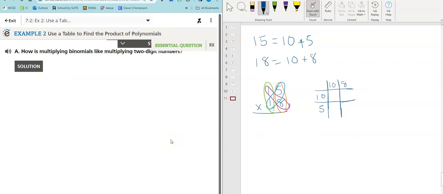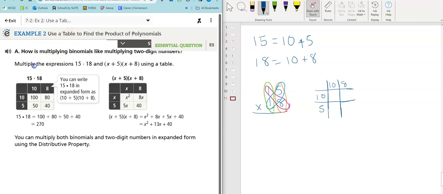On this next example, we are going to take a look at how multiplying binomials can be like multiplying a two-digit number. And if you look at our title, we're going to use a table to kind of help us, okay? And I'm going to show you a couple different ways, and they might show you some ways here, but we're going to show you two.